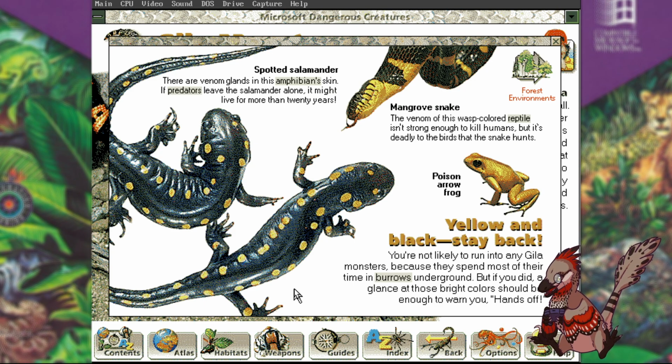Mangrove snake. The venom of this wasp-coloured reptile isn't strong enough to kill humans, but it's deadly to the birds that the snake hunts. Yellow and black, stay back. You're not likely to run into any Gila monsters because they spend most of their time in burrows underground, but if you did, a glance at those bright colours should be enough to warn you, hands off.